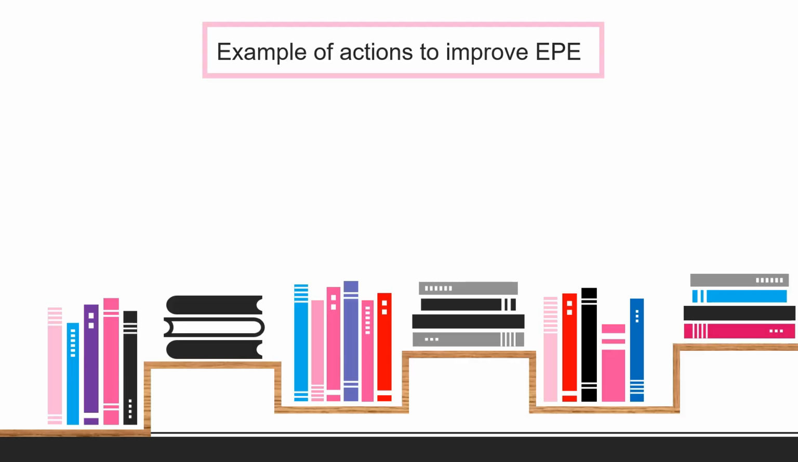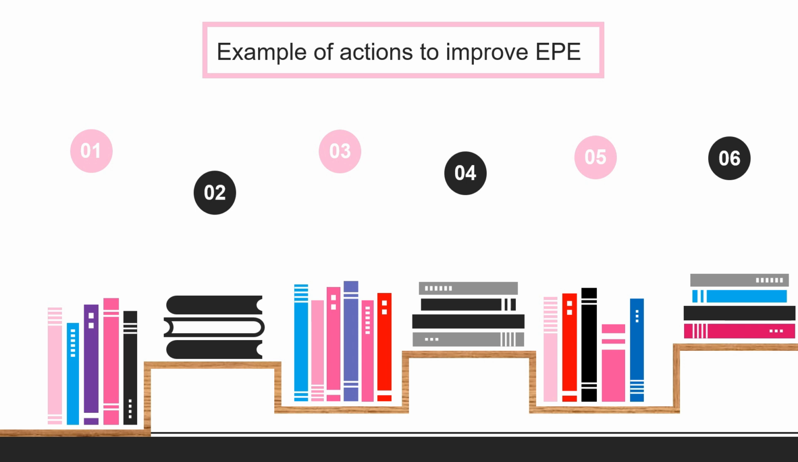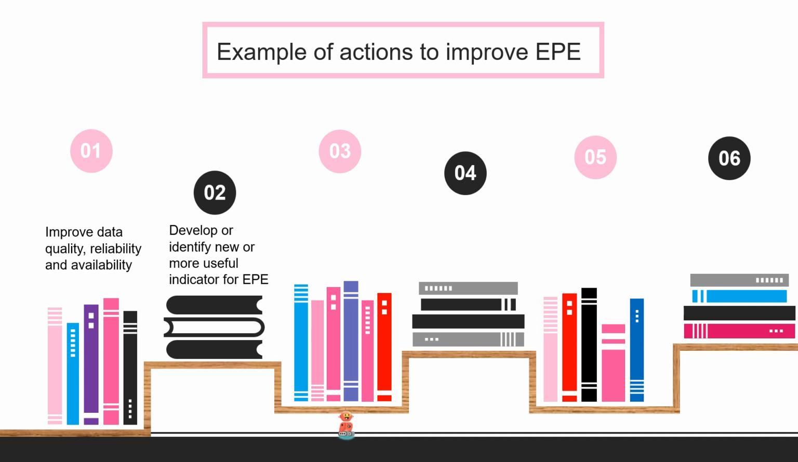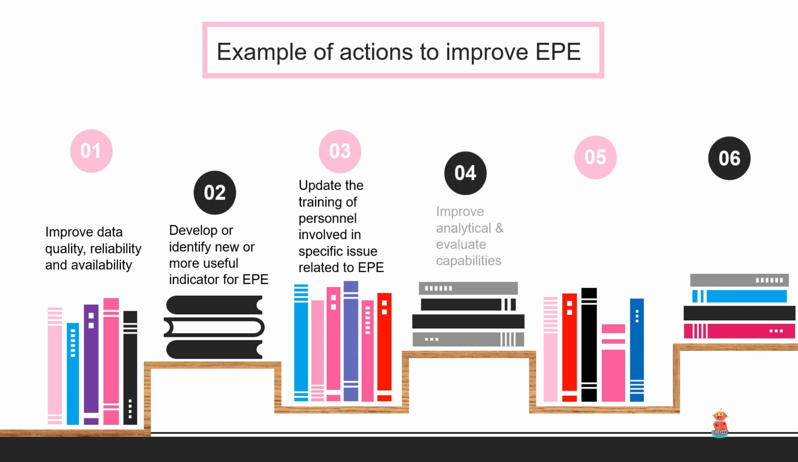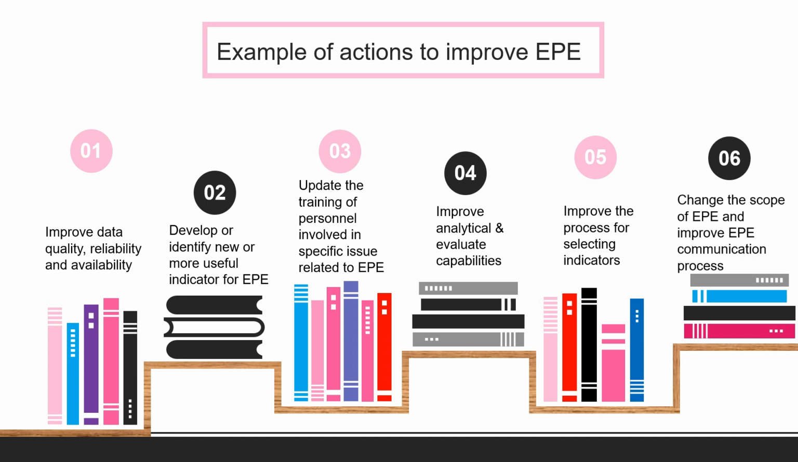Next, there are 6 examples of action to improve environmental performance evaluation. First, improve data quality, reliability, and availability. Second, develop or identify new or more useful indicator for EPE. Third, update the training of personnel involved in specific issue related to EPE. Next, improve analytical and evaluative capability. 5. Improve the process for selecting indicator. And lastly, change the scope of EPE and improve EPE communication process.